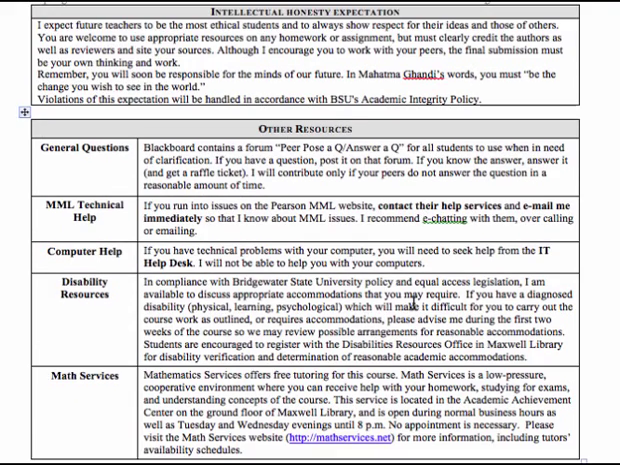Intellectual honesty expectations are high for these courses. I expect that you are future teachers and you hold yourself, and I will hold you, to the highest ethical standards. So please make sure that any work that you use that is not yours, you cite, and remember that violators of this expectation will be handled in accordance with the BSU Academic Integrity Policy.